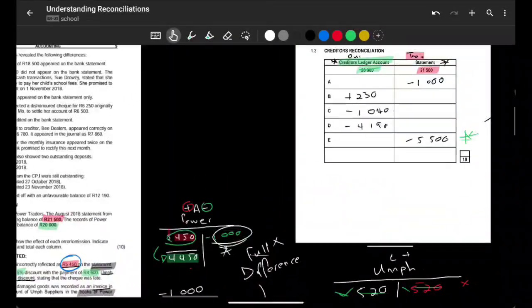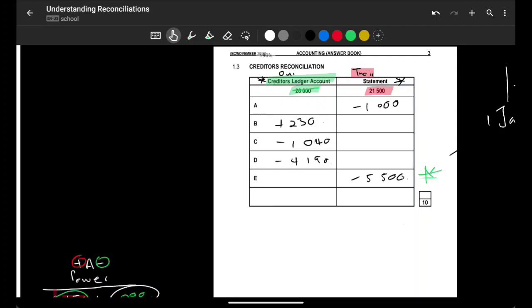So that is all the answers answered, right? In the end, what you do is add, total them up, and make sure that you get the same amount. So it's going to be 15,000 here. When you say 20,000 plus 230 minus 1,040 minus 4,190, and then 21,500 minus 1,000 minus 5,500, it's 15,000 rand, right?